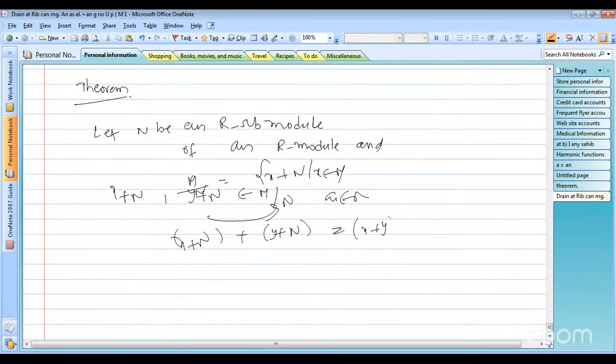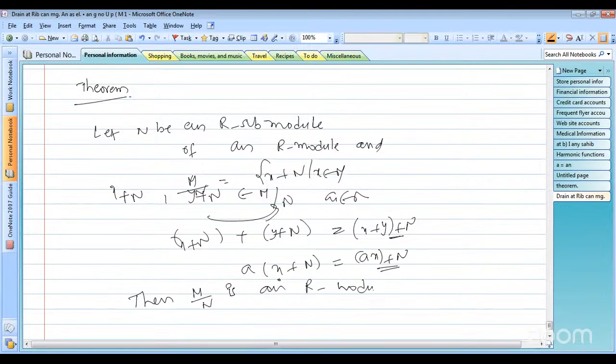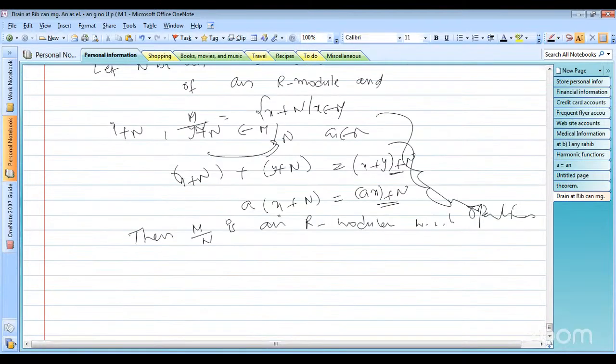So x plus y plus N, I am taking the common, x plus y plus N is equal to N into x plus N, ax plus N. Therefore, M by N is our module we are taking here with respect to these operations. Now proof we are taking here.